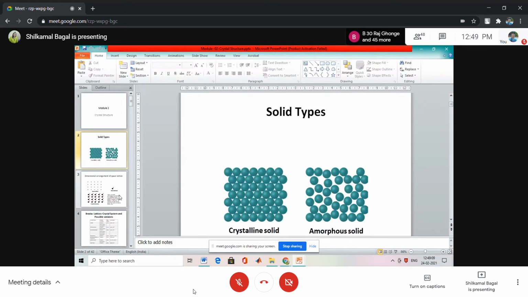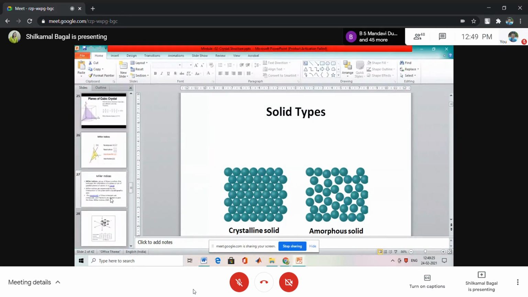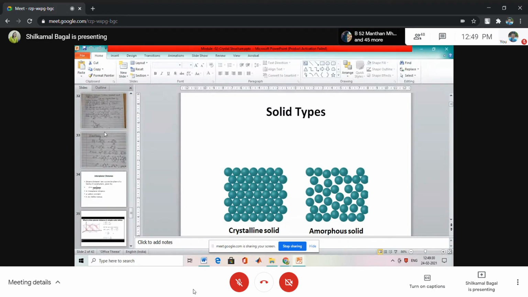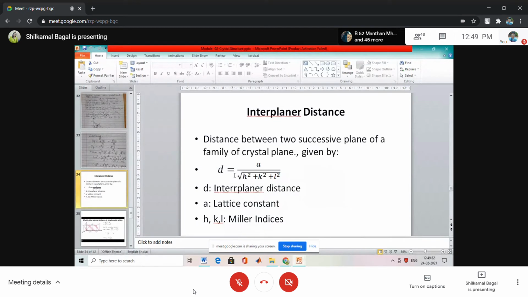Last time we have studied the relation between interplanar spacing, lattice constant and Miller indices of the crystal plane. And this relation is given by, we have derived this relation, and it is d is equal to a upon root h square plus k square plus l square. d is the interplanar spacing, that is distance between two successive planes of a family of crystal plane.